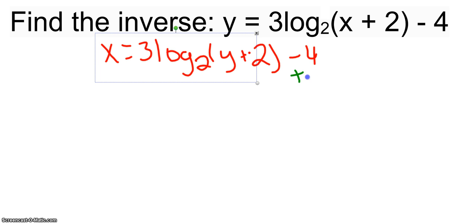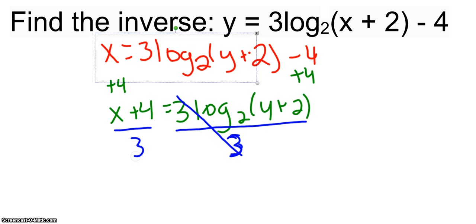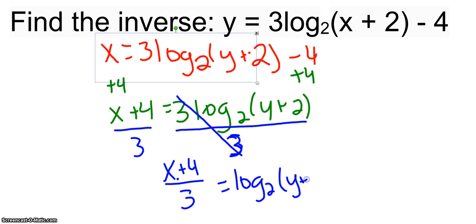So the first thing we need to do is add 4. So you get x plus 4 equals 3 times the log base 2 of y plus 2. Alright, now since I'm multiplying by that 3 currently, now I need to divide by the 3, so the 3's cancel. So I get x plus 4 divided by 3 is equal to log base 2 of y plus 2.